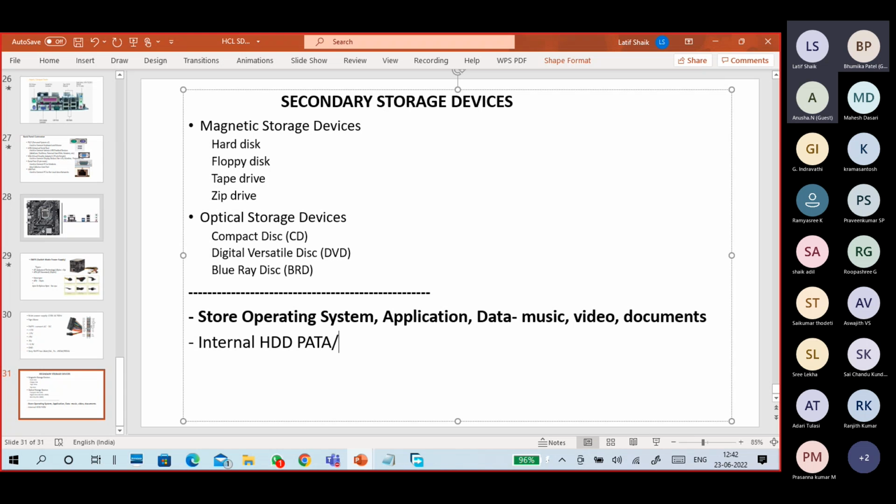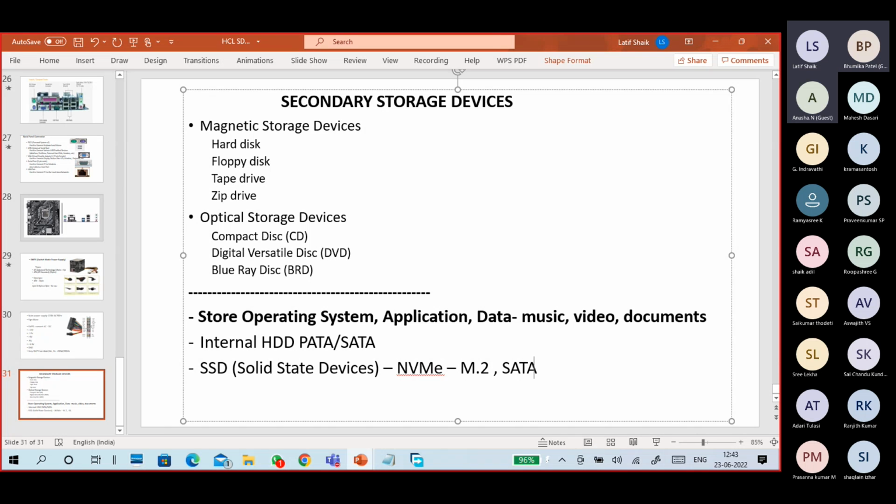Earlier days we used PATA type hard disks. Nowadays we are using SATA type hard disks. Next, currently we are getting SSDs, solid state devices. In these, two types of connectivity are there: NVMe, non-volatile type, with the M.2 form factor, and another one is the SATA interface. Another type of storage is optical storage, like CD-ROM, DVDs, and Blu-ray discs. When Blu-ray discs came into the market, the use of optical drives became very low.